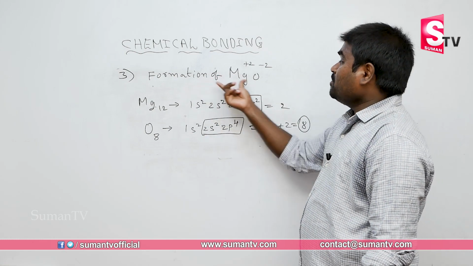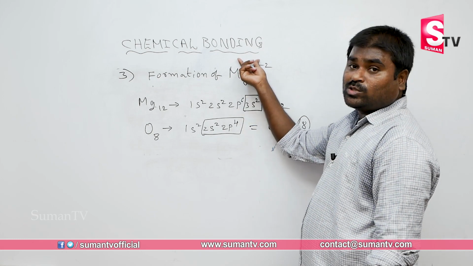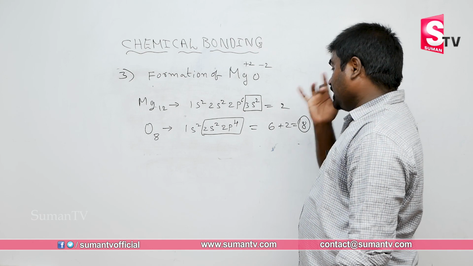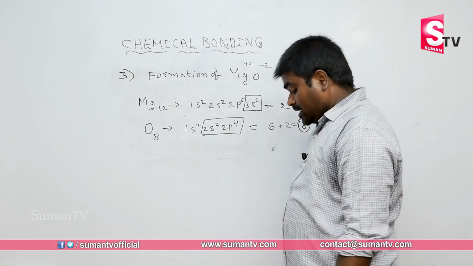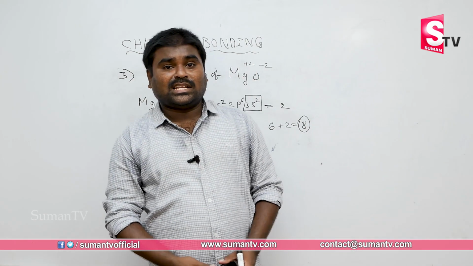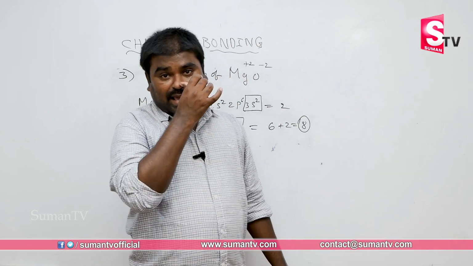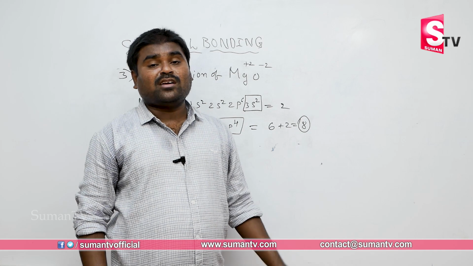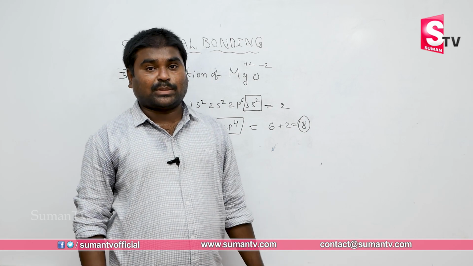Formation of magnesium oxide: magnesium loses 2 electrons, and oxygen gains 2 electrons. Understand? This is the way, children, to form an ionic bond. We have now seen the formation of an ionic bond. Ionic bond means the transferring of electrons between ions. We call it an ionic bond.